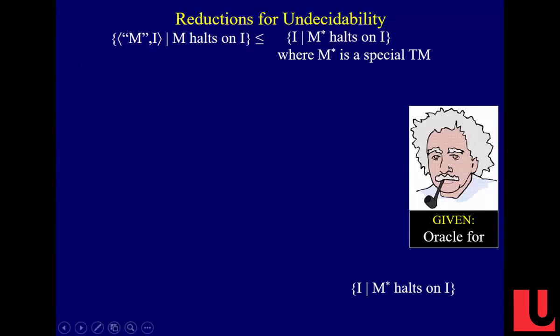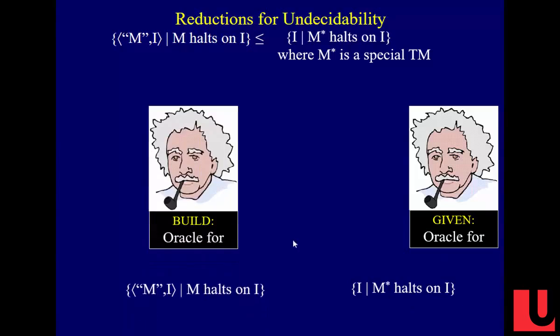If you can imagine M prime was an easy Turing machine, you give me an I, I'll know what this Turing machine does. But we're going to make M star a hard problem so that this will be undecidable. So how do we do it? We assume that we have an oracle that solves this problem. And then we're going to design an oracle that solves the halting problem.